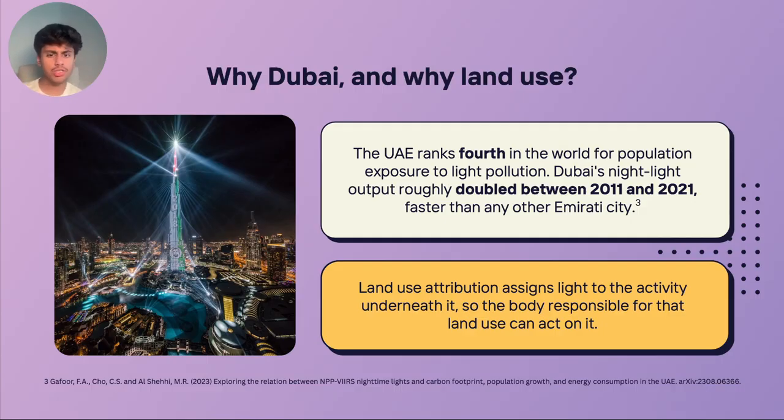Different land uses are shielded differently and they tend to belong to different authorities. Hence, we chose to attribute by land use so that our results point to a specific body. For example, if street lighting turned out to emit the most light, that finding belongs to the RTA, who write the specification those lights are installed to.